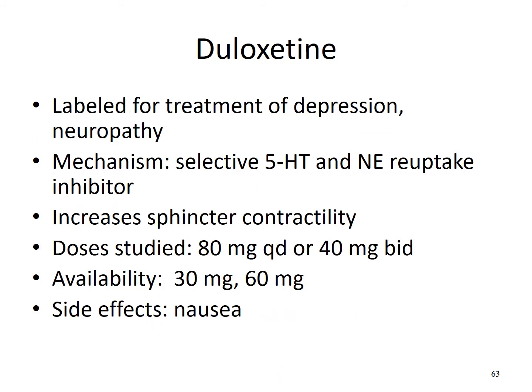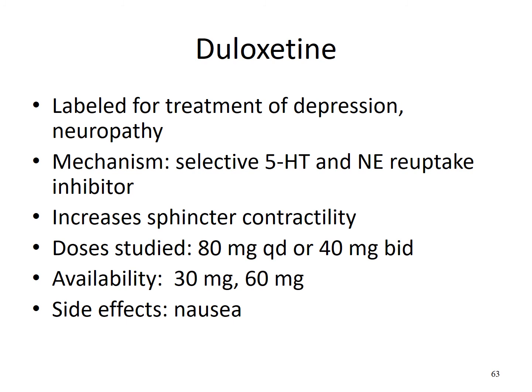The last product that we'll talk about for stress incontinence is duloxetine. It's actually a medication labeled in Canada for treatment of depression. So it's a stimulating antidepressant medicine, and it's also been shown to have some benefit for neuropathic pain. So you might see this also used in people with diabetes. The medication increases the tension at the sphincter, and so this helps retain urine.